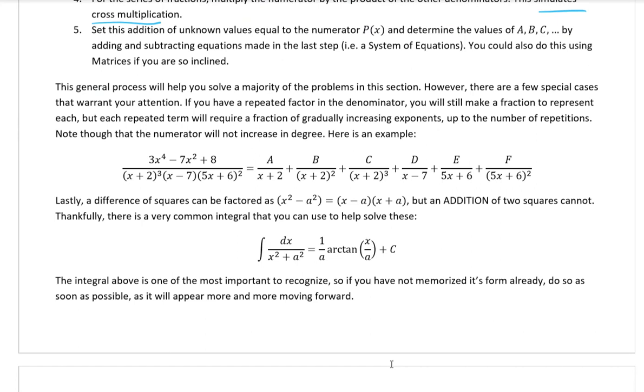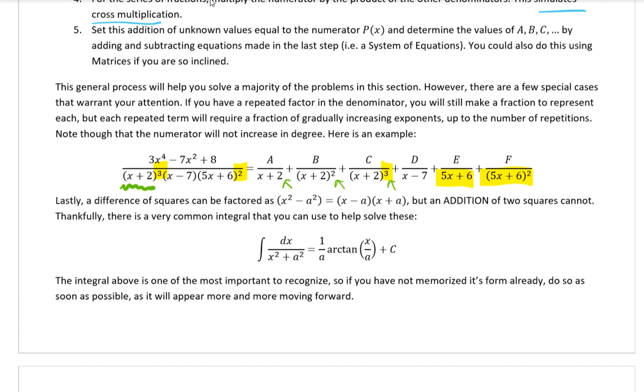A couple special cases you do need to keep in mind, though. If you do have a repeated factor, for example, x plus 2 to the third, because that happened 3 times, that can very often occur. If it does, what that means is that we're going to have still an individual fraction to represent each of those x plus 2's, but each fraction is going to be increasing in the exponent. So x plus 2 to the second, x plus 2 to the third, all the way up to whatever the highest degree is. So that's to the third, so likewise I only have 3 fractions. I also have 5x plus 6 to the second power, so that means I'm going to have 5x plus 6 and 5x plus 6 to the second power. So 1 for each of them.